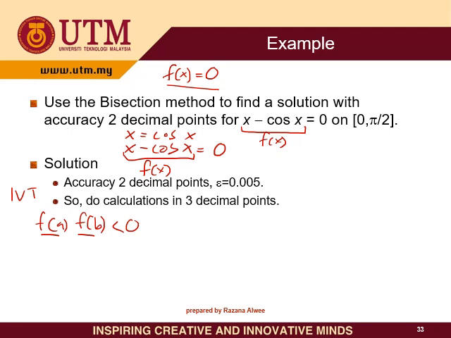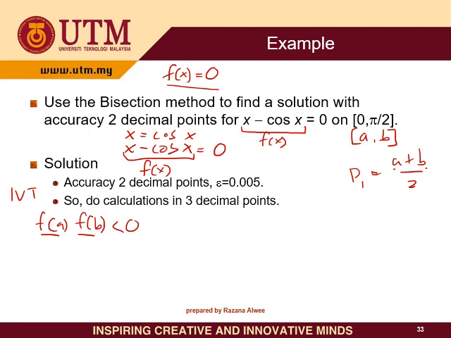Next one is a and b. Do they give us a and b? Yes, they give us a and b. Here this is a, this is b. Why is this important? If you remember, how to calculate p1 is (a plus b) divided by 2. So we must have this value in the beginning. So these are the three most important things.